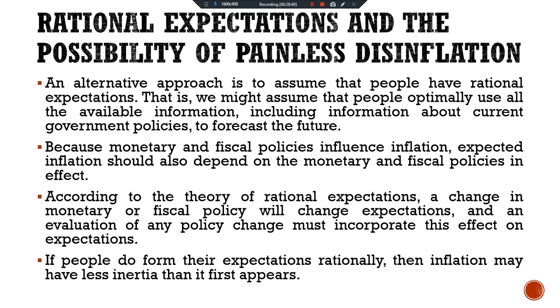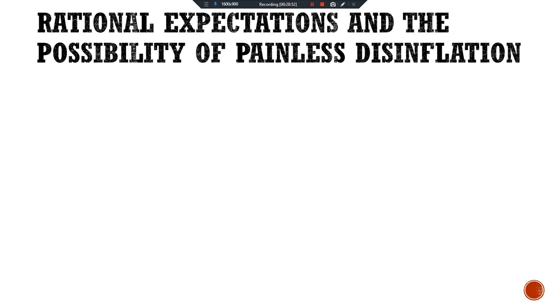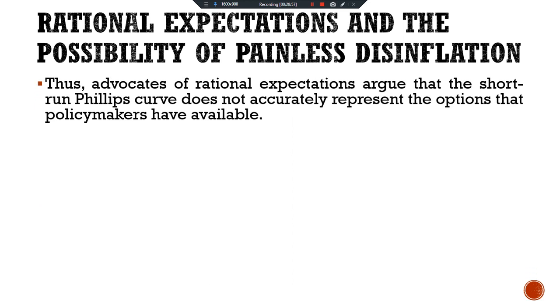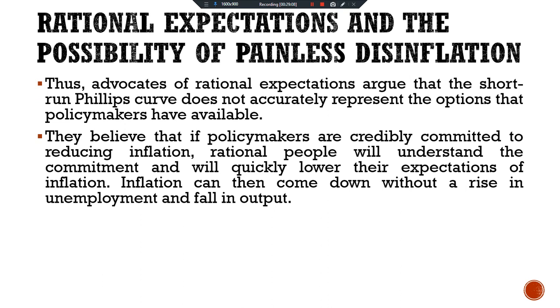For further discussion about rational expectations and the possibility of painless disinflation, advocates of rational expectations argue that the short-run Phillips curve does not accurately represent the options that policymakers have available. They believe that if policymakers are credibly committed to reducing inflation, rational people will understand the commitment and will quickly lower their expectations of inflation. Inflation can then come down without a rise in unemployment and a fall in output.